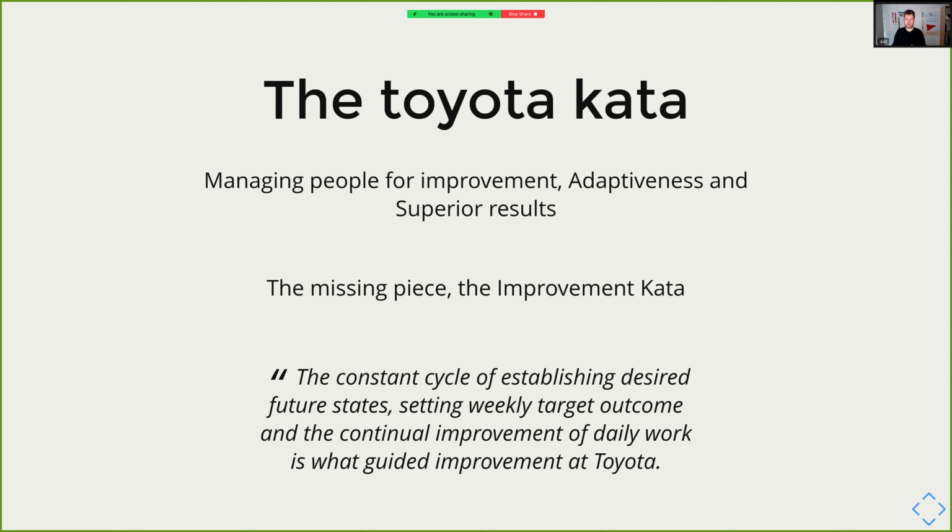Every organization has work routines, and the improvement kata requires creating structure for the daily habitual practice of improving work, because daily practice is what improves outcomes. The constant cycle of establishing desired future states, setting weekly target outcomes, and the continual improvement of daily work is what guided improvement at Toyota. These are some of the historical movements that DevOps drew upon.